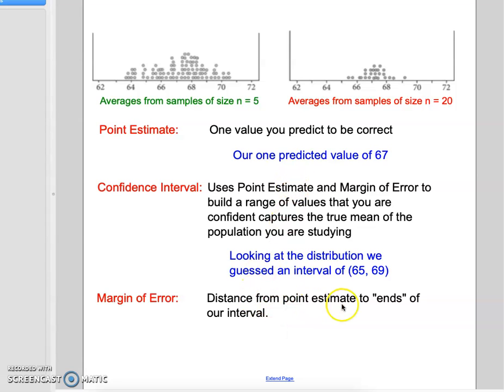Now, our point estimate is right about here, and the ends of our interval were 65 and 69. The distance between that point estimate and one of our ends is called the margin of error. So in our problem, it is 2. 65 to 67 has a length of 2. 67 to 69 has a length of 2.